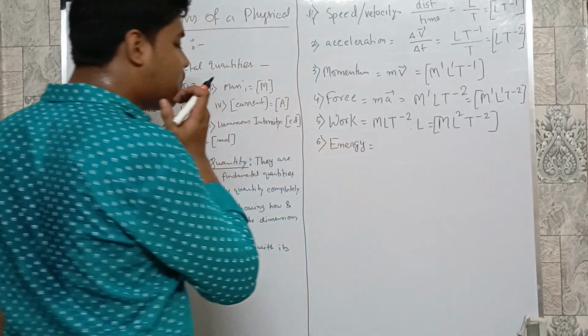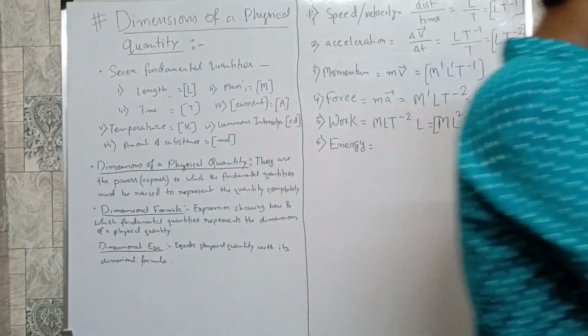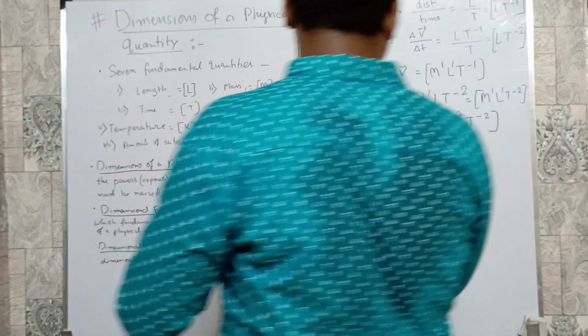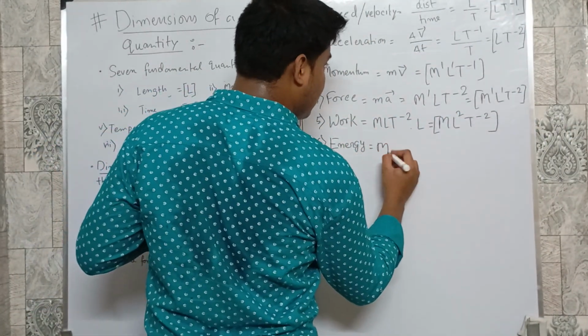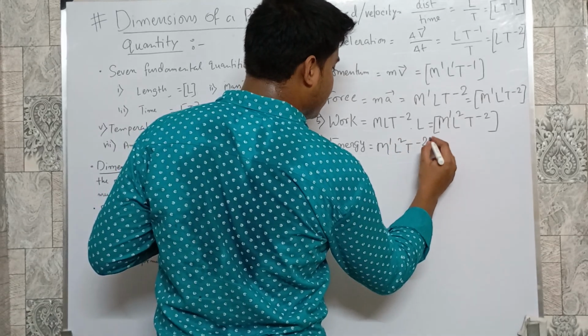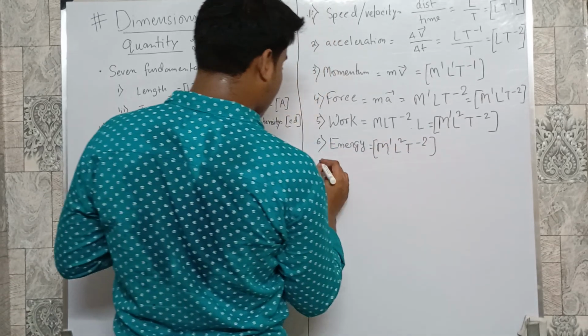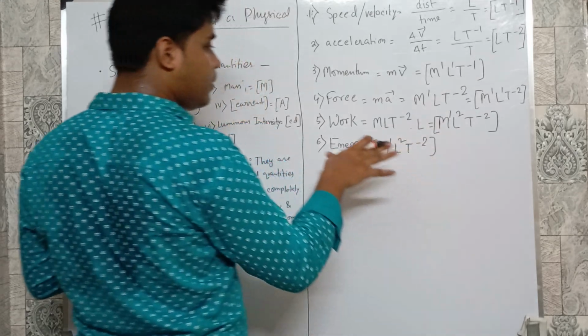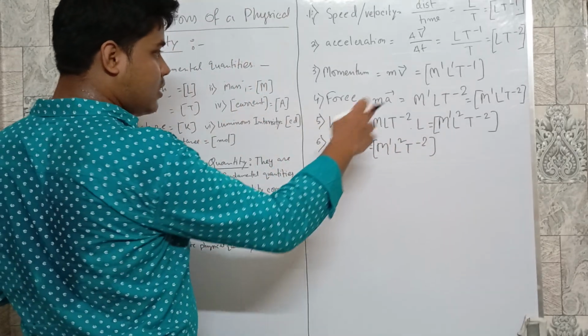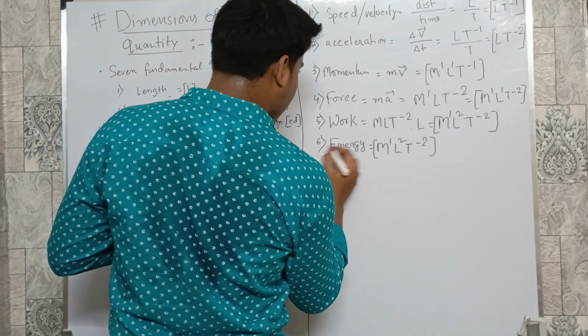Next is energy. Now we know what is energy? Energy is defined as the capacity to do some work. So that means work and energy are of the same dimension. That is M to the power 1, L^2 T^-2. These things are to be remembered because in numerical problems these things will be used.